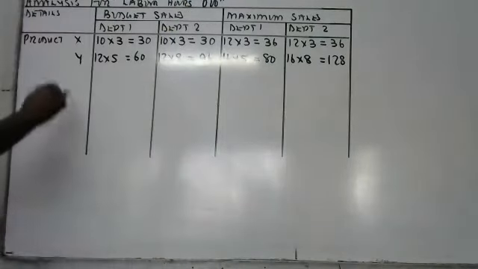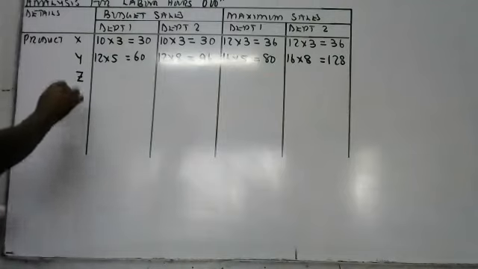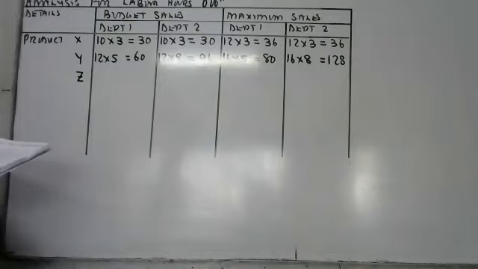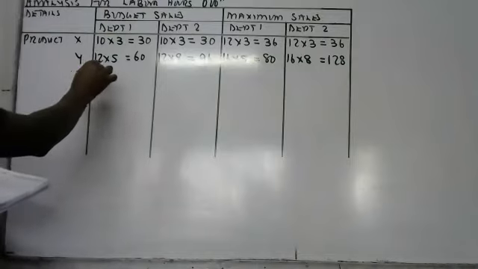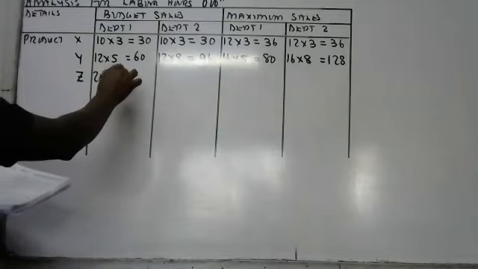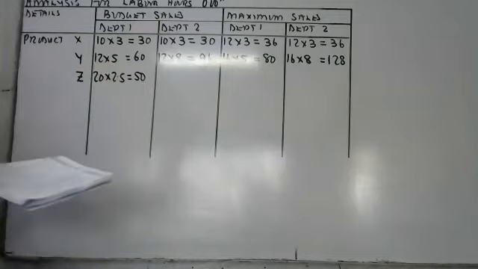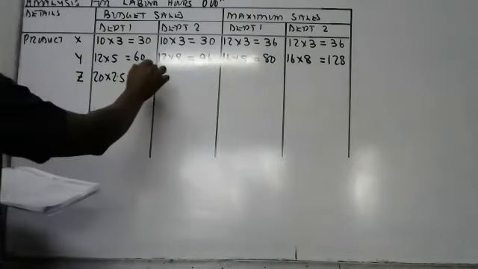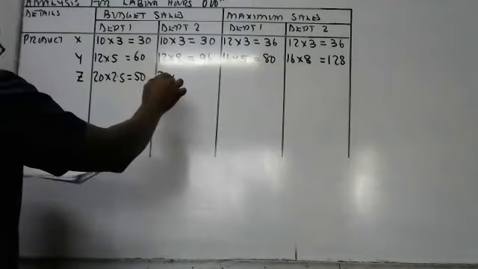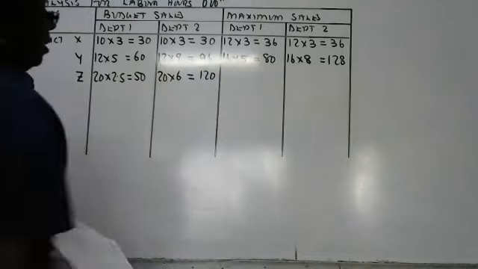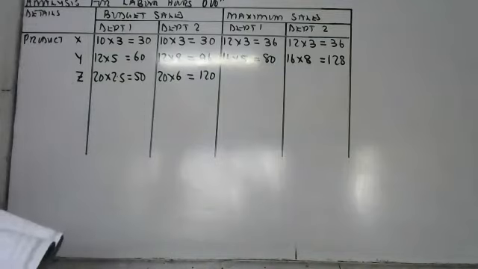All right, let's go to Z. When we go to Z, we have 20 at 2.5. That will give us 50. Then we have 20 at 6. That will give us 120.